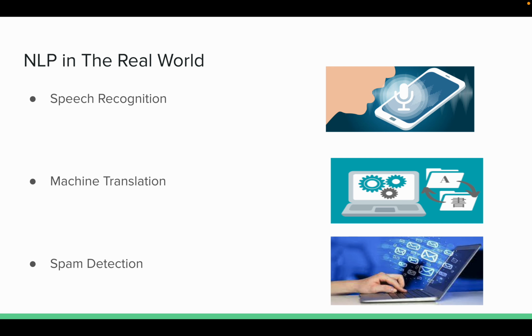Then the third is spam detection. You already know spam detection in email. There is a particular folder where you see spam, and how do they know that this particular mail is spam compared to the others? This is also based on natural language processing techniques. Even for spam detection, in this series we will use some data set and train our model with the help of natural language processing and deep learning to detect spam.